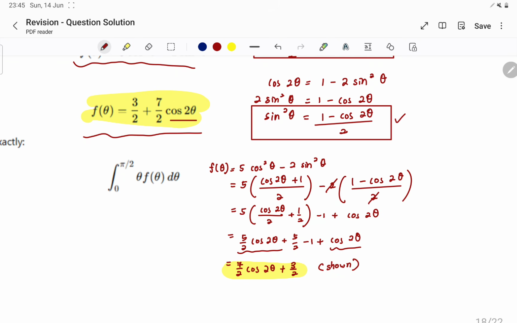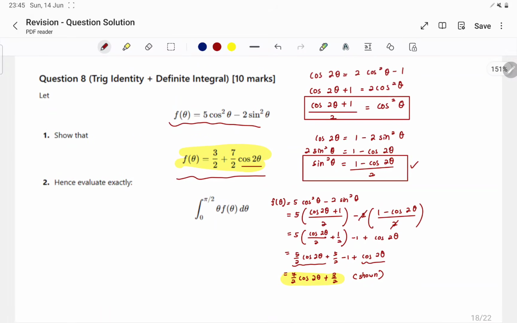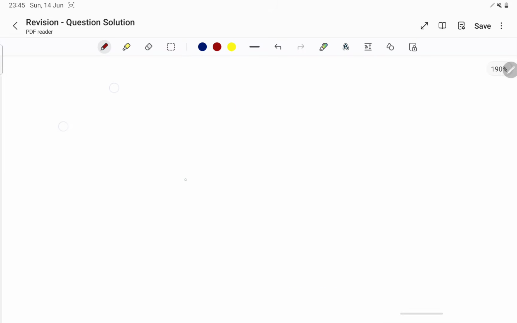Okay, now we proceed to question 2. For question 2, I will go to the next page here, where they ask us to find or evaluate exactly the integral of θ multiplied with f(θ) with respect to θ, starting from 0 to π/2.